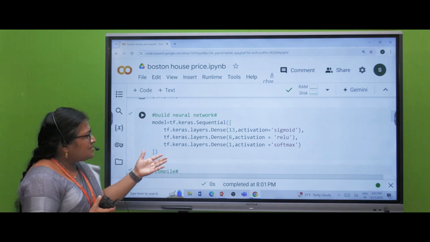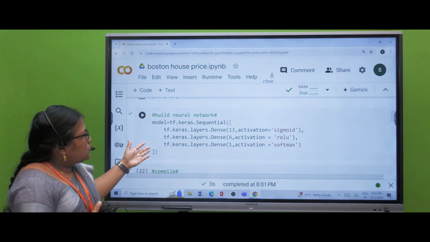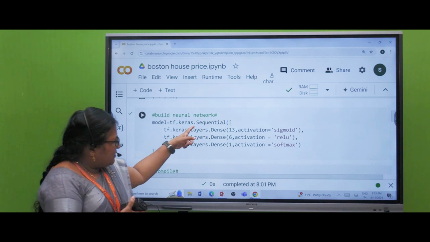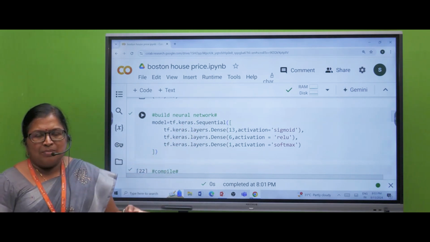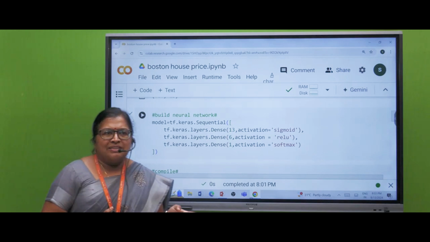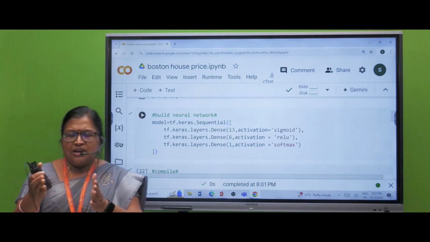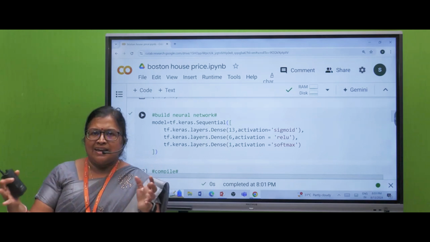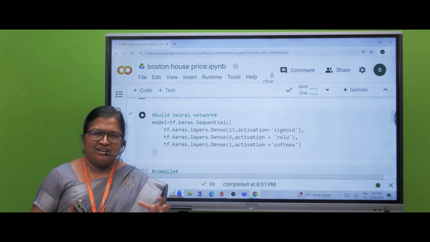But here we have to form some layers. To form the layers, there are three methods we can use: the sequential method, a functional method, and a model subclassing API method. The sequential method is just like layers: we keep the layers one by one, sequentially attaching one layer to another layer.